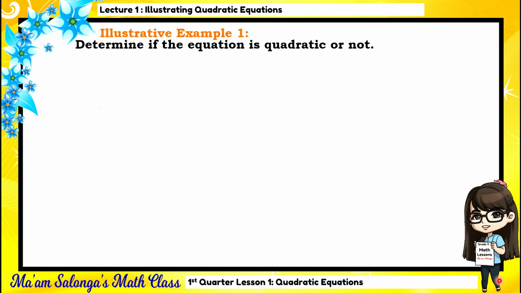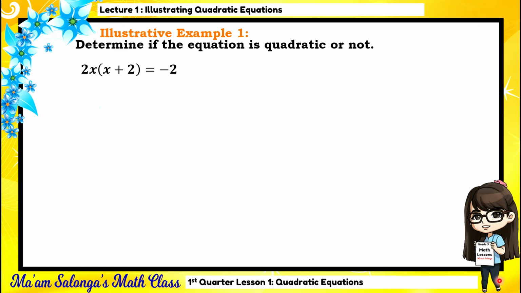Now, let's have an example. And we need to determine if the equation is quadratic or not. Illustrative example number 1. Given is 2x times the quantity of x plus 2 equals negative 2.